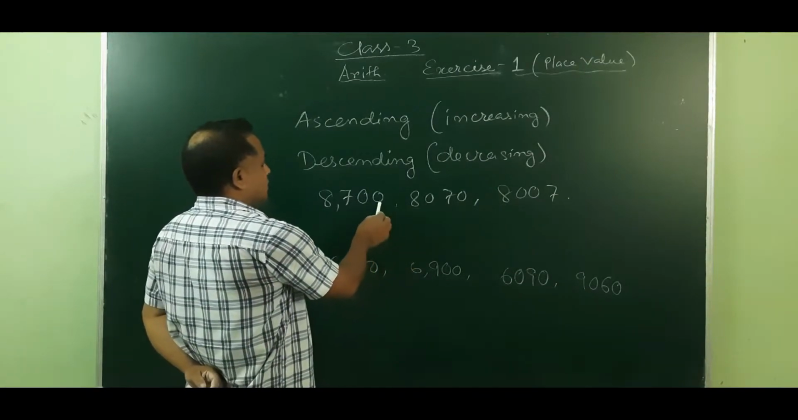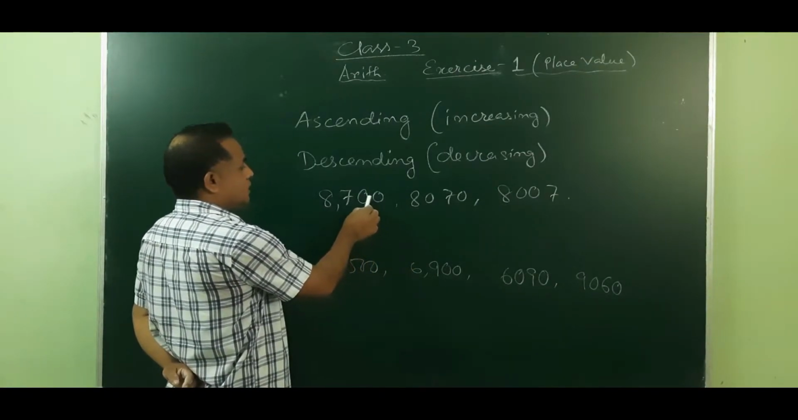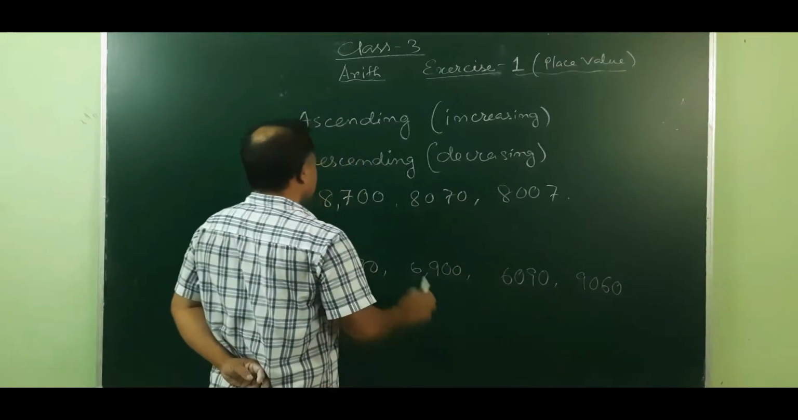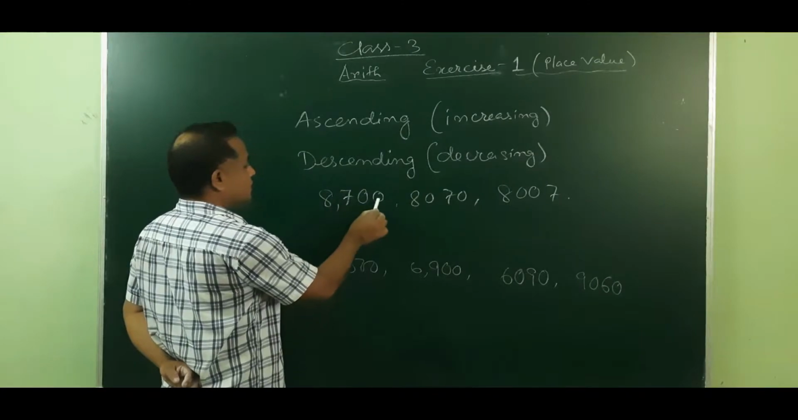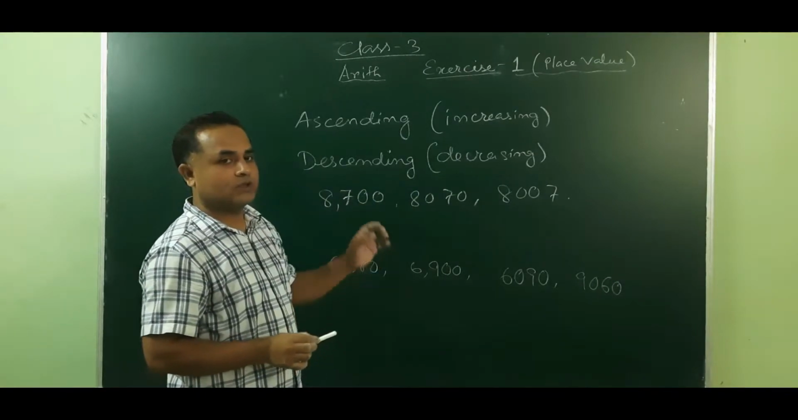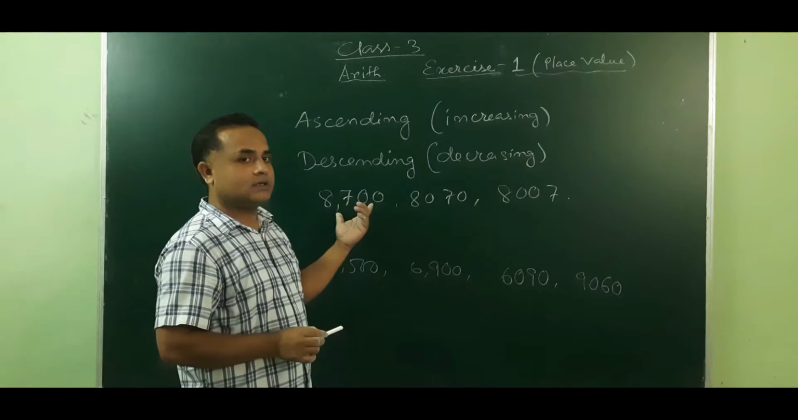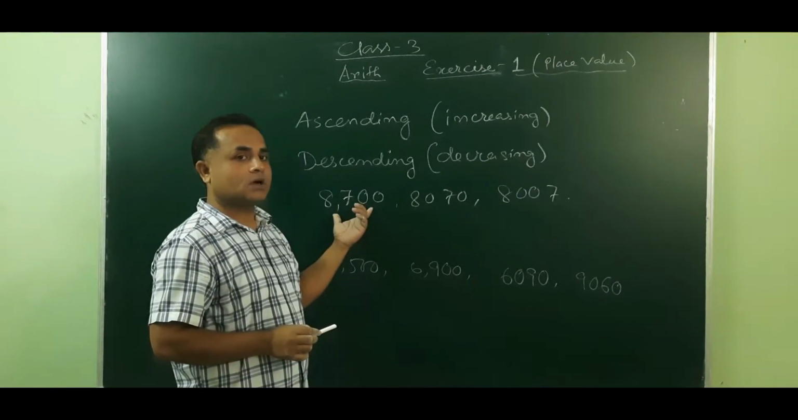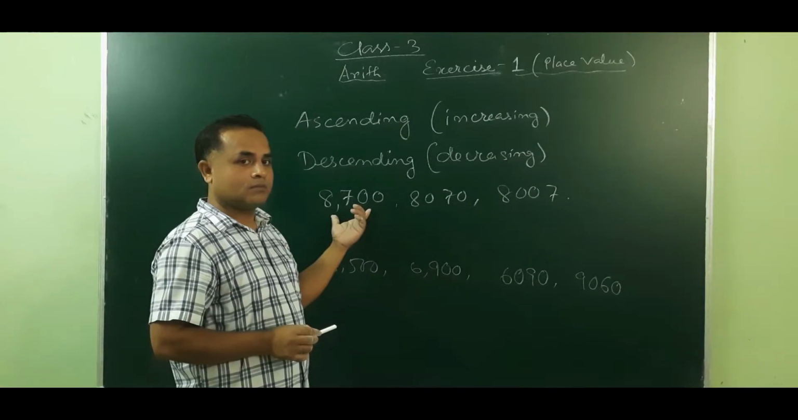Now first we will count how many digits are there. 1, 2, 3, 4. Here also 4. Here also 4. So if it is 4, that means we know that the greatest digit is in the 1000 place value.